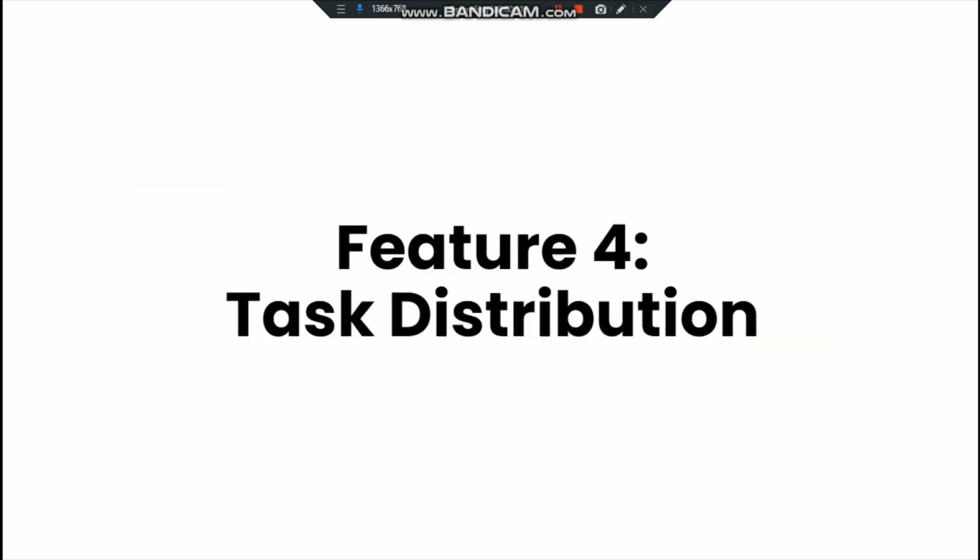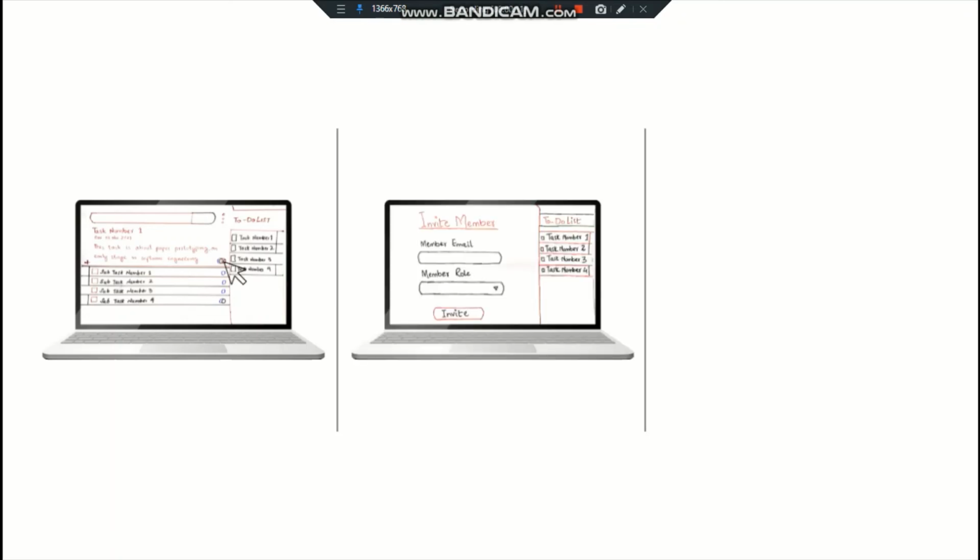The final feature, feature number 4, task distribution, inviting a member. On the task view page, if the user clicks the invite member button, they will be redirected to a form in which they can enter the invited member's email and the role that the member will play. The invited member could either be an editor or a viewer.